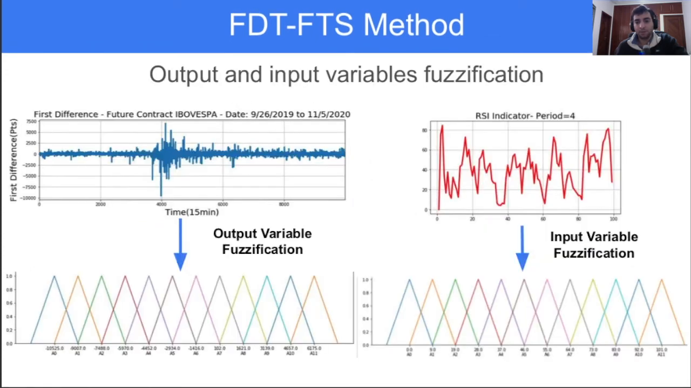Well, here we have an example of how output and input variables are fuzzified. In the first figure, we have the first difference and how the process of fuzzification occurs. And here we have one example of input variable fuzzification.